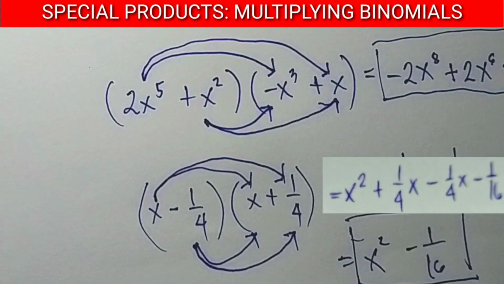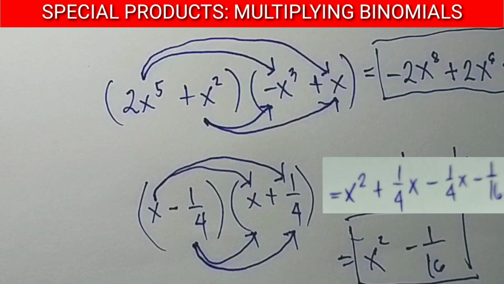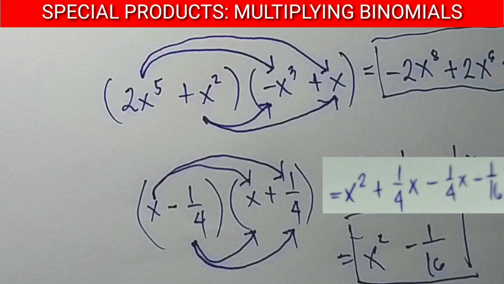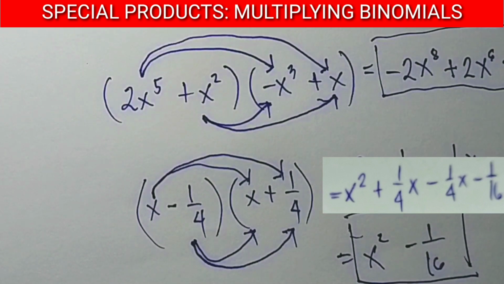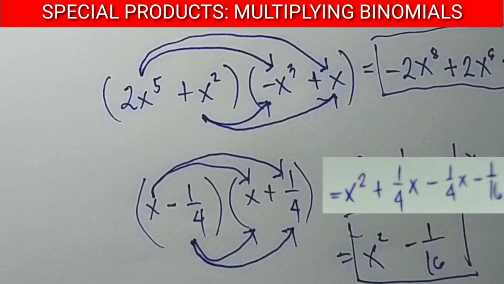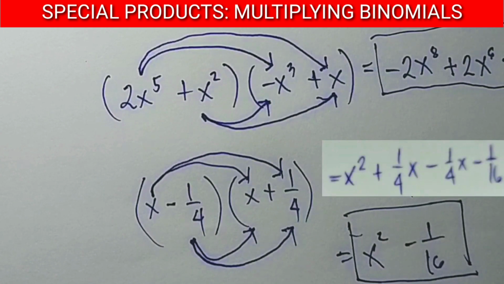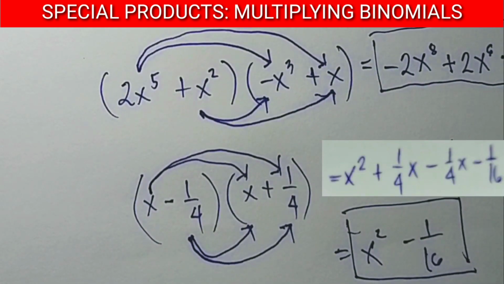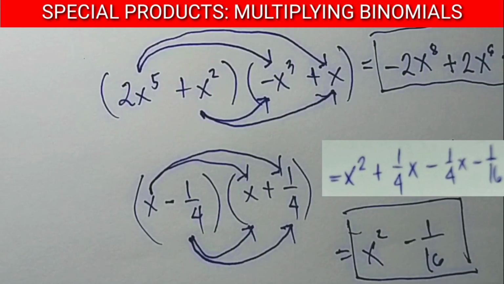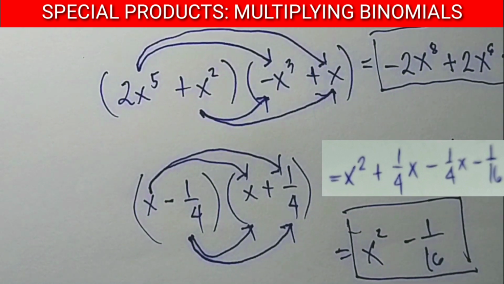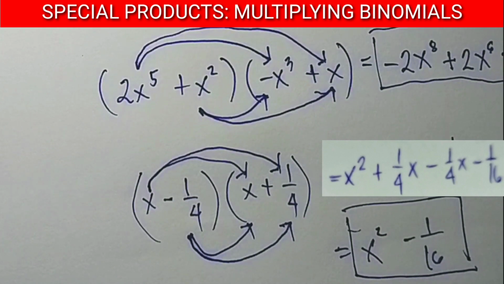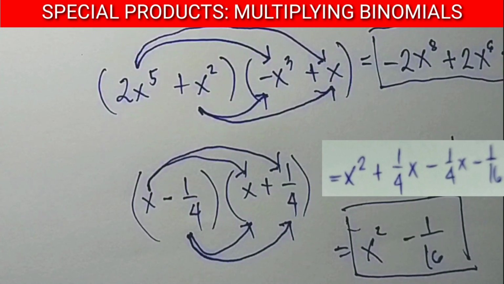Simple as that. So sayon ra gyud kaayo mag-multiply og two binomials. All we have to do is to follow the FOIL method. F, which is the product of the first terms, O, which is the product of the outside terms, I, which is the product of the inside terms, and L is the product of the last terms. Okay?